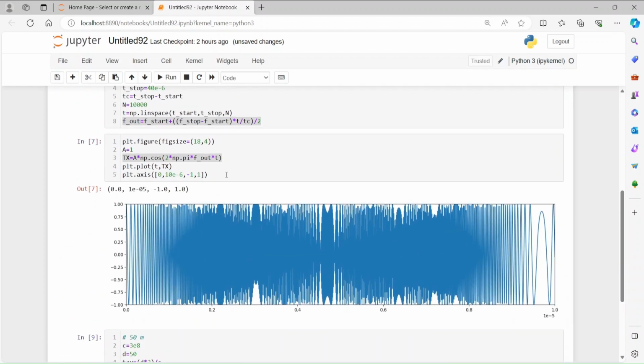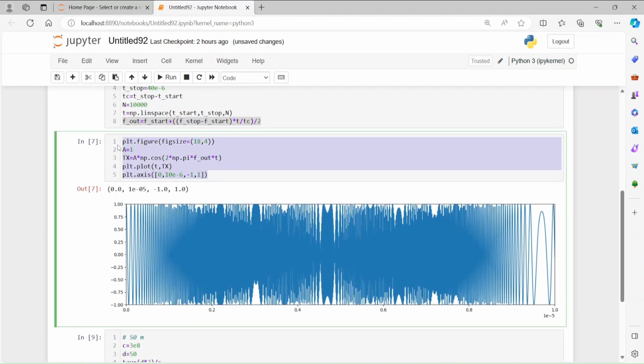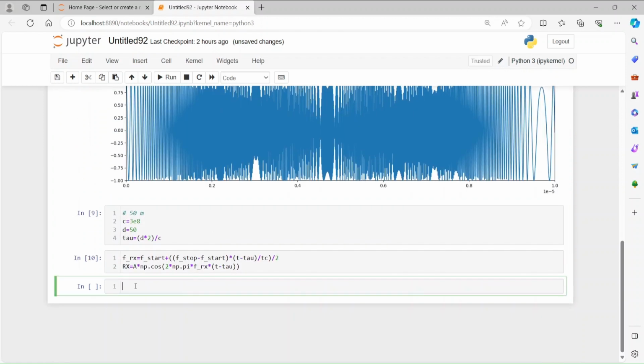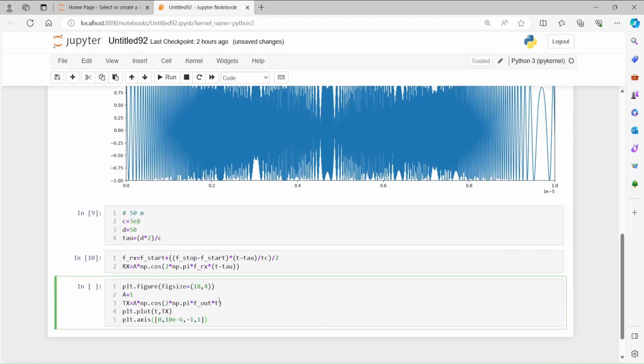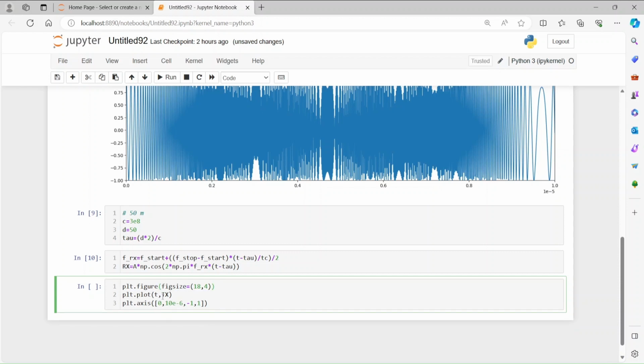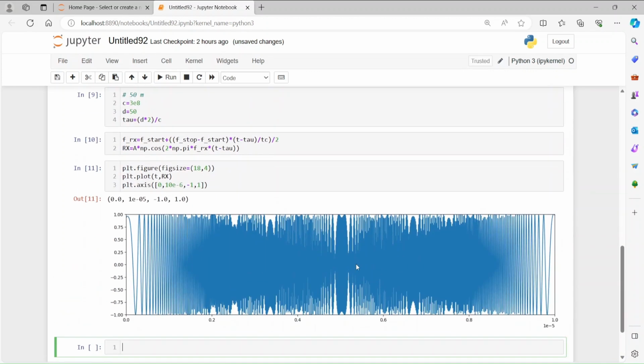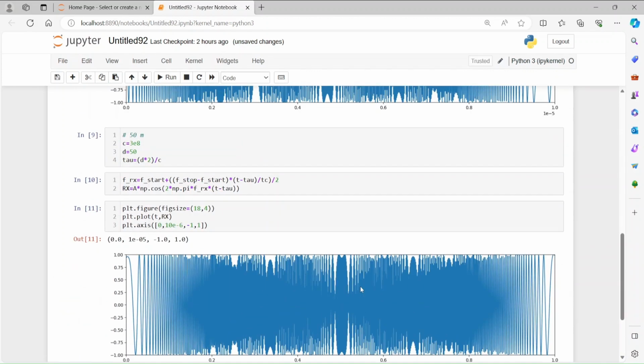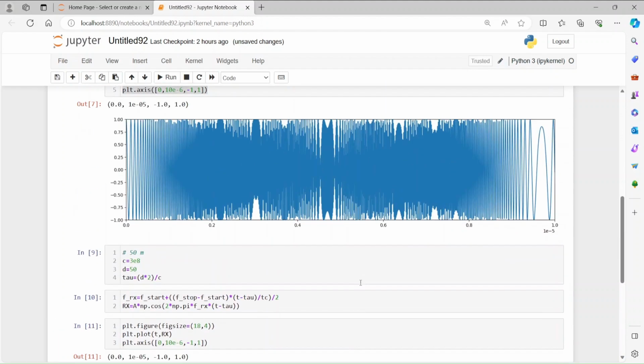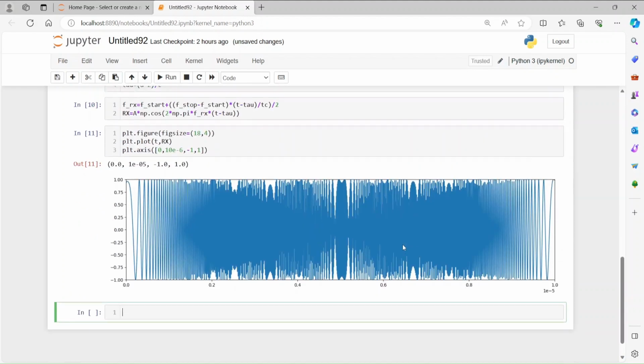To do that, I'm just going to copy the entire plotting part here. I already have rx, so I'm just removing these two things. Instead of tx, plotting rx, and then plot it out. So this is our receive signal, and this is what we are transmitting. This is the receive signal.